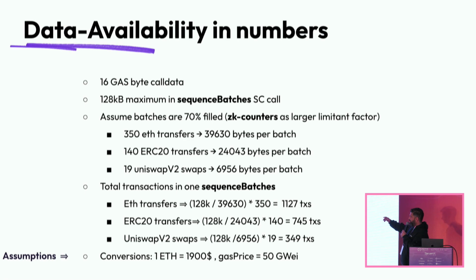Well, you have that. You can see here that depending on the type of transaction, we need to submit more or less data on chain. And finally, you can see more or less how many transactions we can include in just one blob. So for instance, we can submit the data for 1,127 transactions in the case of 8 transfers, or around 350 in the case of Uniswaps.